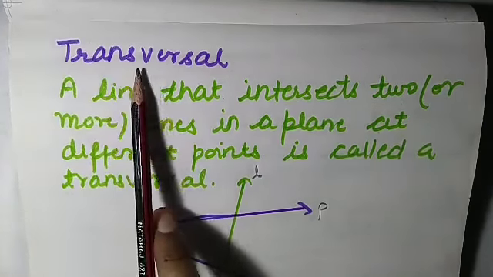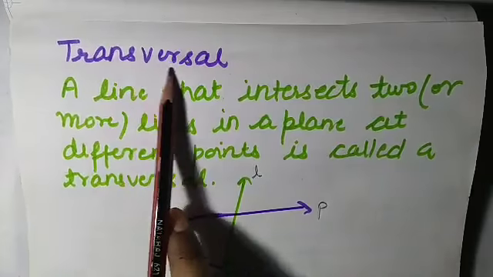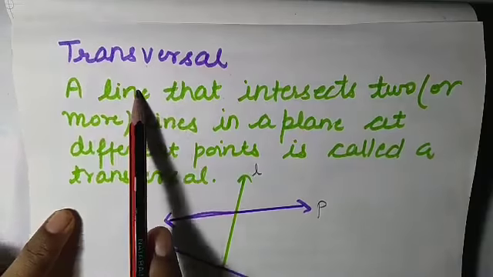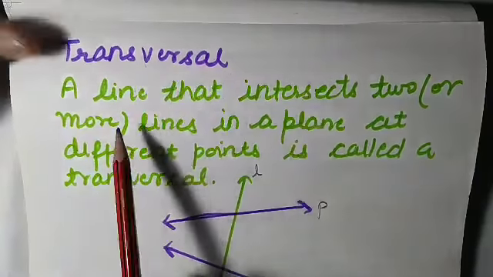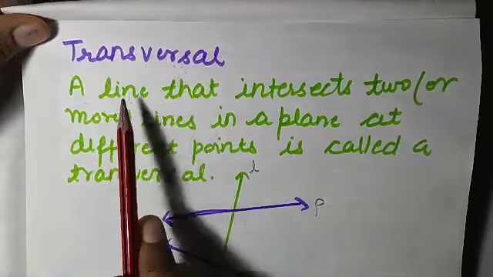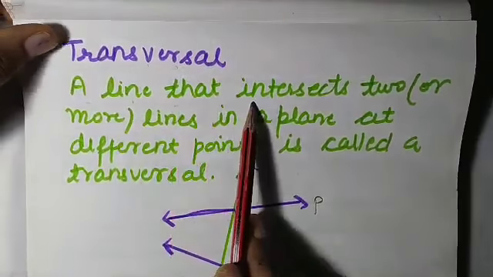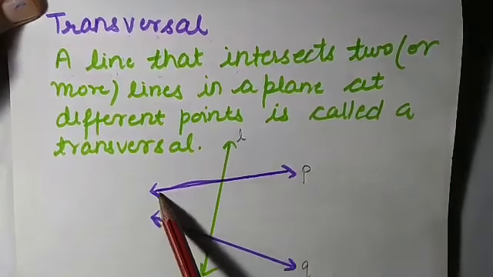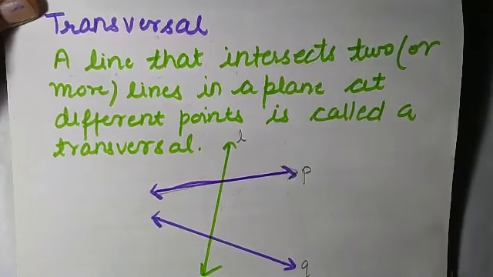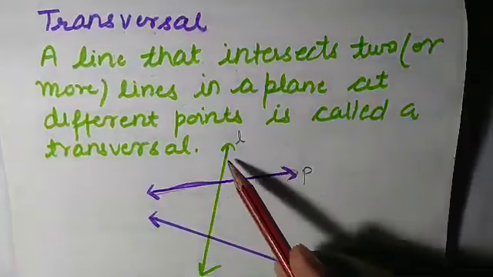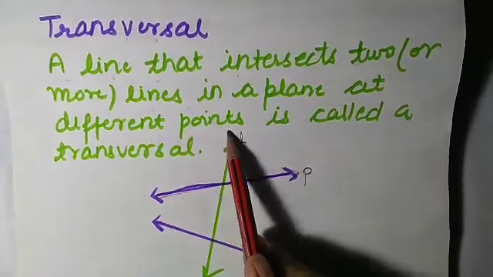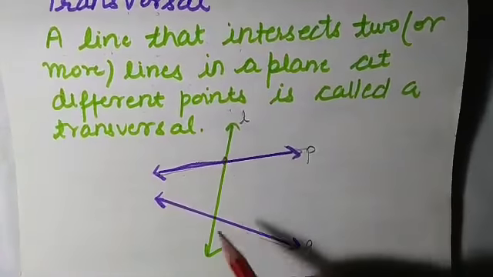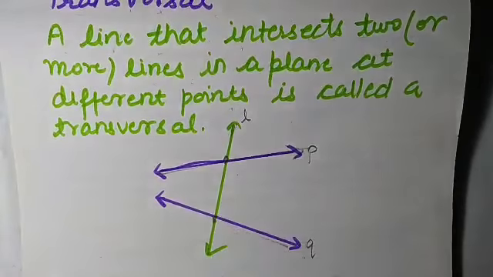Now the next one is a transversal. Okay, this is a transversal. This is a new word for you. It is also a line, but which type of line? Let us learn. A transversal is a line that intersects two or more lines in a plane. Suppose you have two lines P and Q, and one more line is intersecting these two lines at different points. So this is known as a transversal.